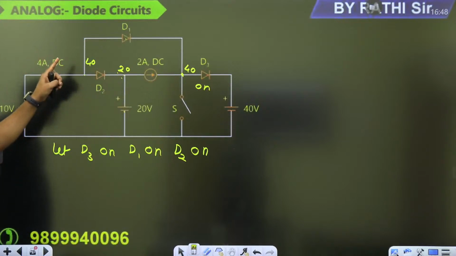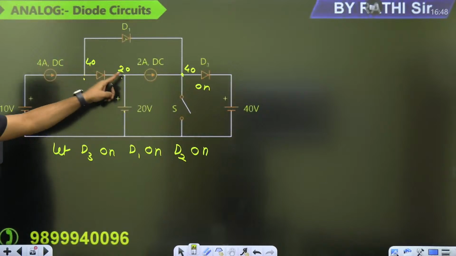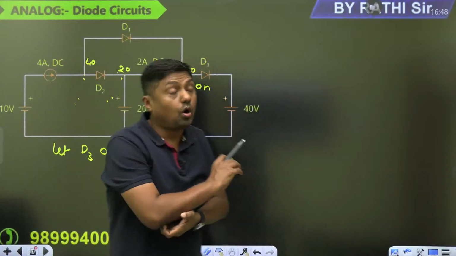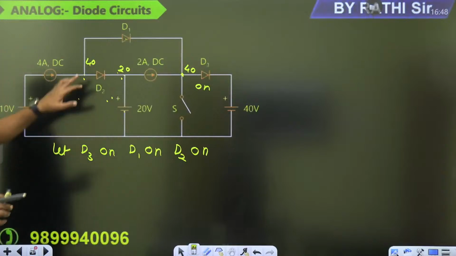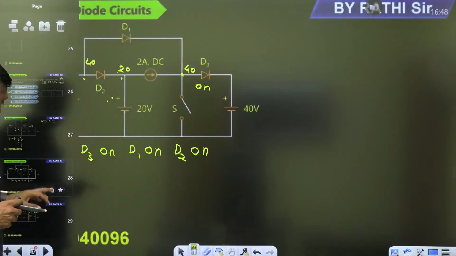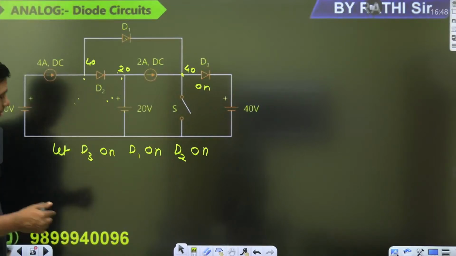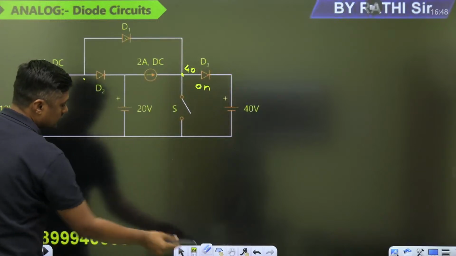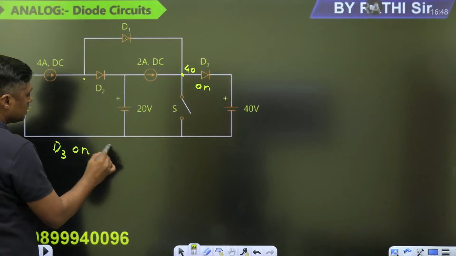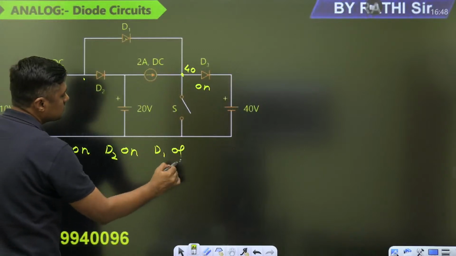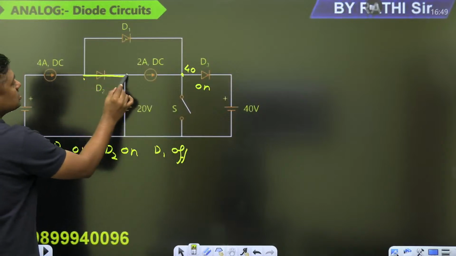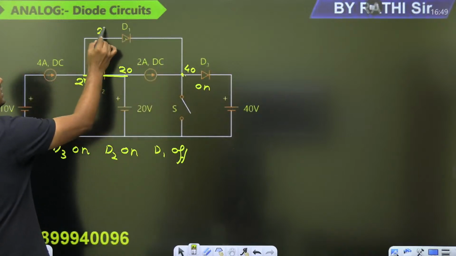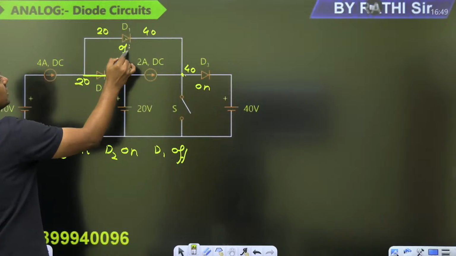Then since the positive terminal voltage is 40, negative terminal voltage is 20, what about the diode D2? It may be on. You can assume it on, right? Like this is on. Third condition, let D2 is on. D3 already on, D2 on, D1 off, and the switch is open. This will act as short circuit. What is the voltage at this point? 20 volt. What is the voltage at this point? 20 volt. What is the voltage at 40? Here it is 20, here it is 40. Definitely it is off. Our assumption is correct.